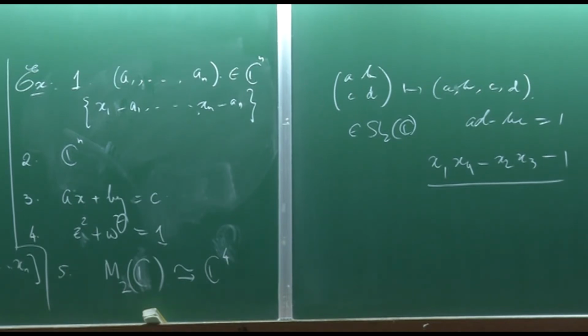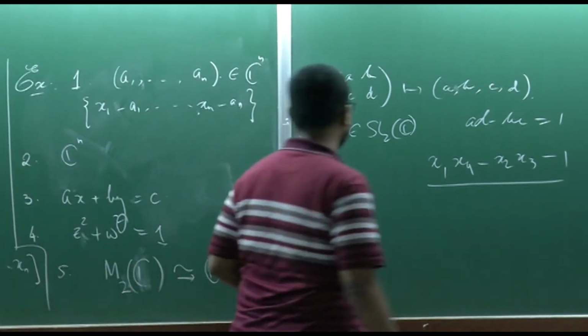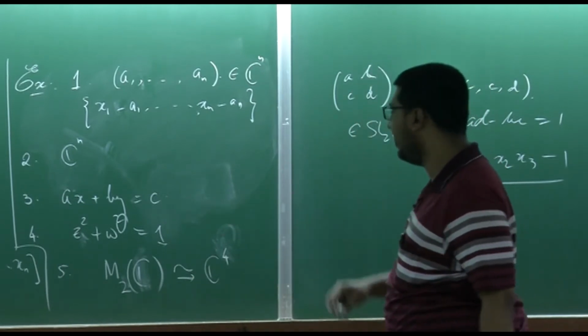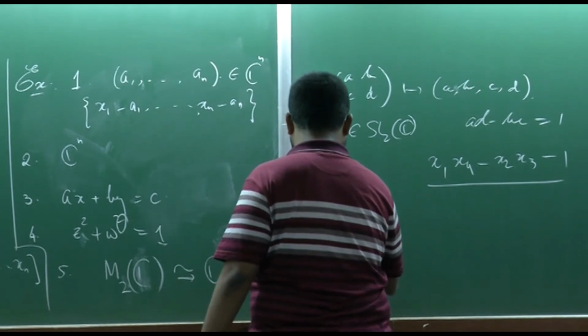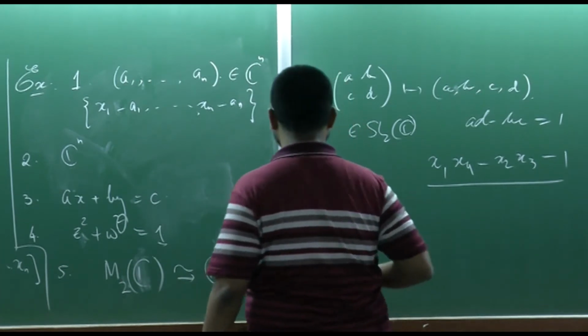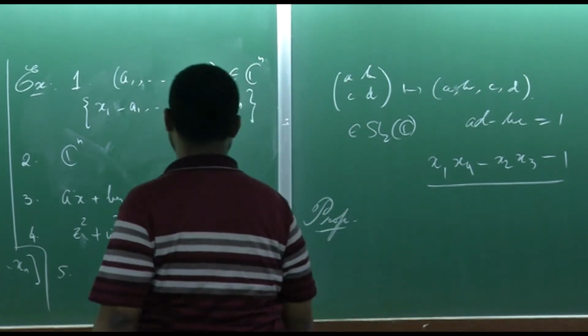Okay. Well, several examples of varieties have been given. Now let me come to the main point. I can record it as a proposition. Let V be a variety.